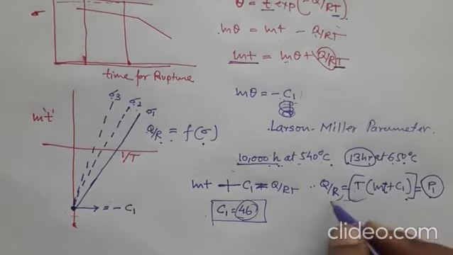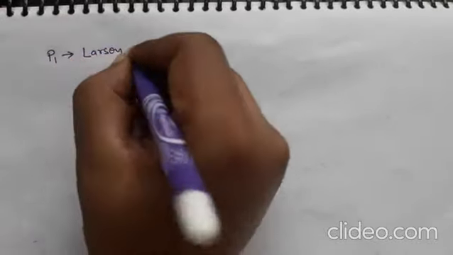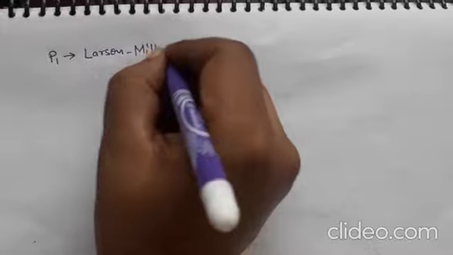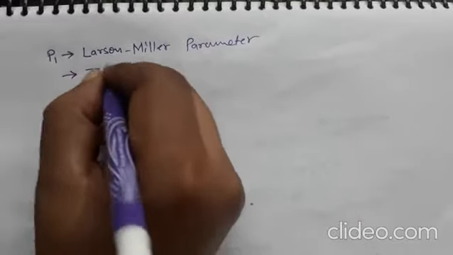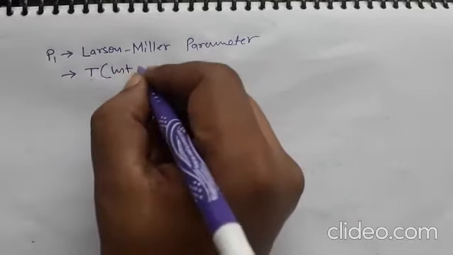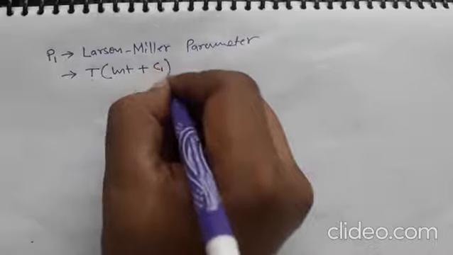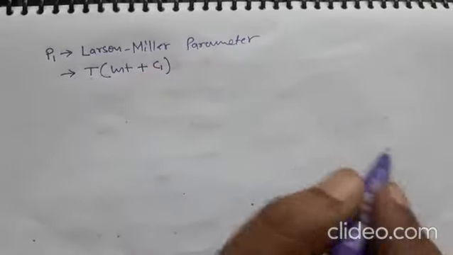So you do this testing at different stress values, and then you plot the curve, and then we will see how that curve looks like. So if you plot P1, and P1 is called the Larson-Miller parameter. Okay? This is called the Larson-Miller parameter, and this is simply T into ln of time plus C1. Okay? And C1 is 46 usually.